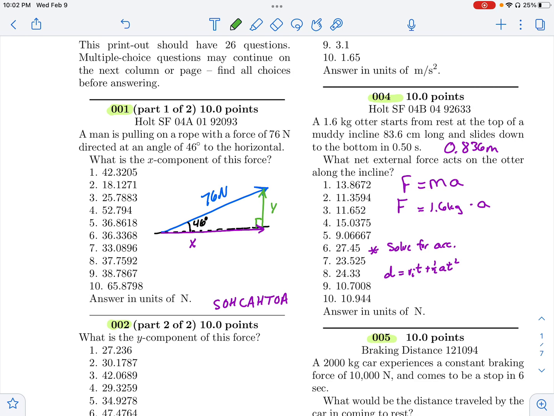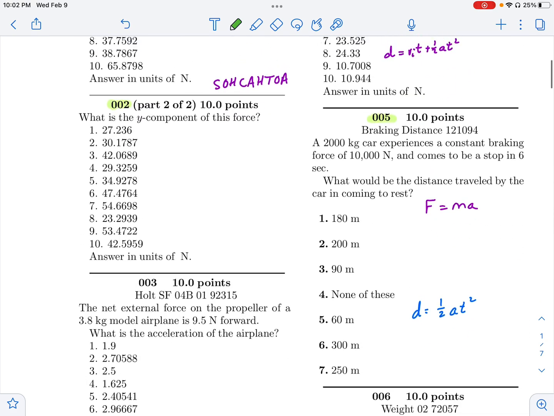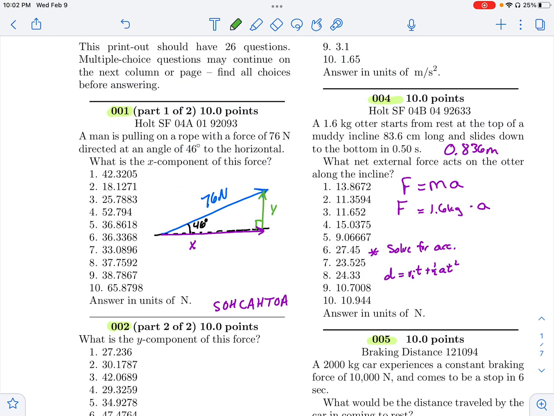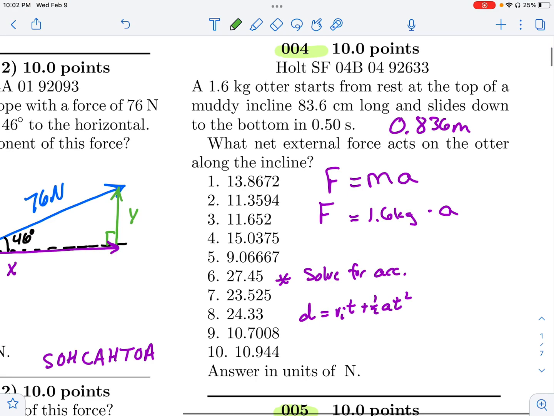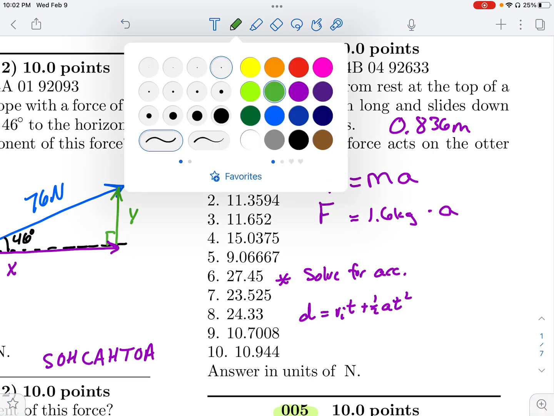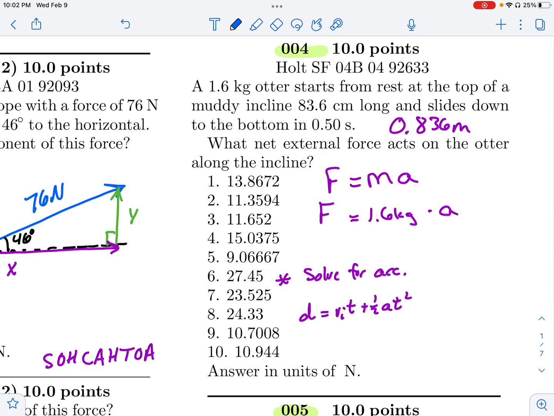All right, the other question that I wanted to run through was number 4. For number 4, we have this otter sliding down, and this one is a throwback to some things that we've done before with the kinematics. So yes, we are going to use F equals ma, where we're solving for force. They give us the mass, but they don't tell us the acceleration. Instead, they give us a distance and a time.